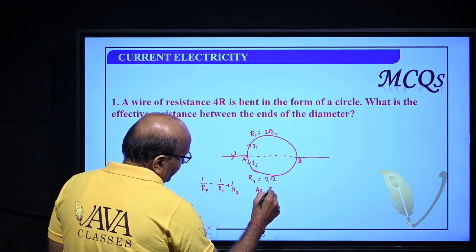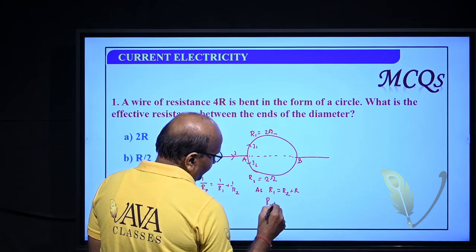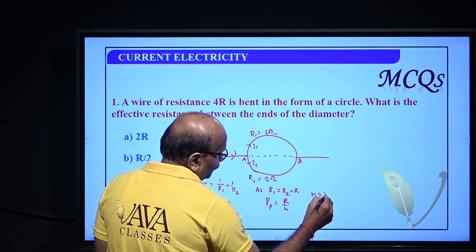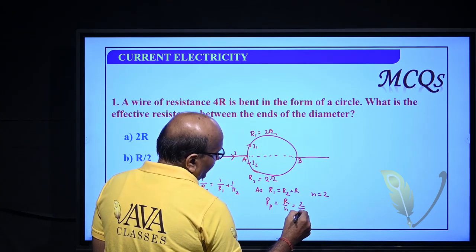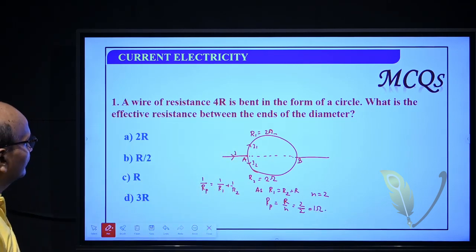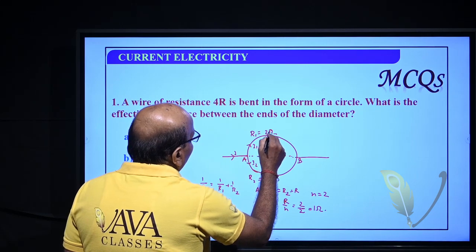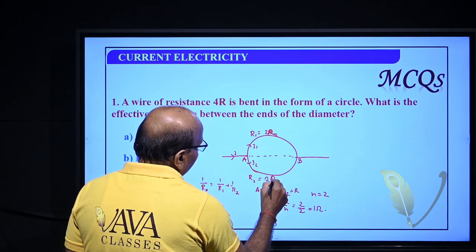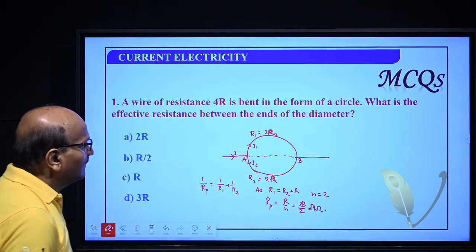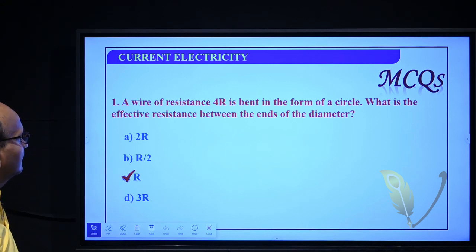As we know R1 is equal to R2, so Rp will be equal to R by N. For equal resistances, Rp is R by N, where N is equal to 2. Therefore, Rp is equal to 2 by 2, which is 1 ohm. So the equivalent resistance is equal to R by 4R means it is 2R, so it will be 2R by 2, which is equal to R. So the result will be option C. The equivalent resistance will be R.